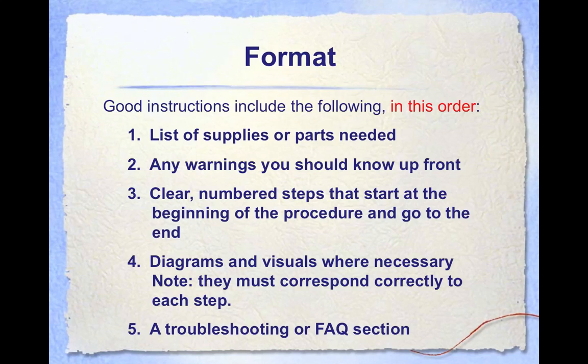Okay, let's talk about format. We know that format and content are the two primary things we have to think about each time we construct a new technical document, and here are some things that you need to know. For the format, you want to list supplies and parts needed first, then any warnings that you have to know up front, followed by clear numbered steps that start at the beginning and proceed to the end, and diagrams and visuals where necessary, followed by a troubleshooting or frequently asked questions section. The only thing that should come in addition to this is, before you list the supplies, a title that tells people what the instructions are actually for.